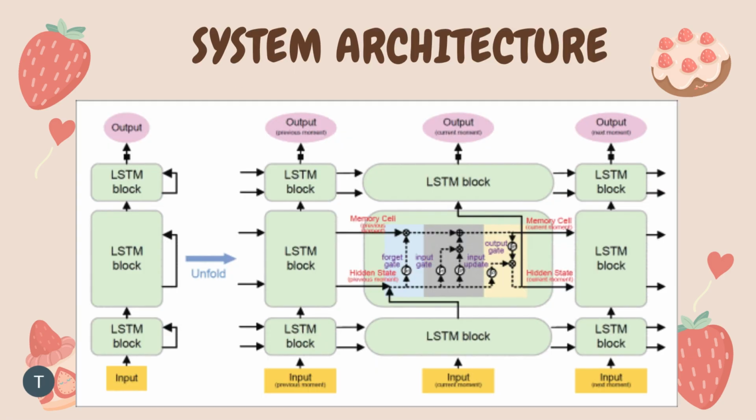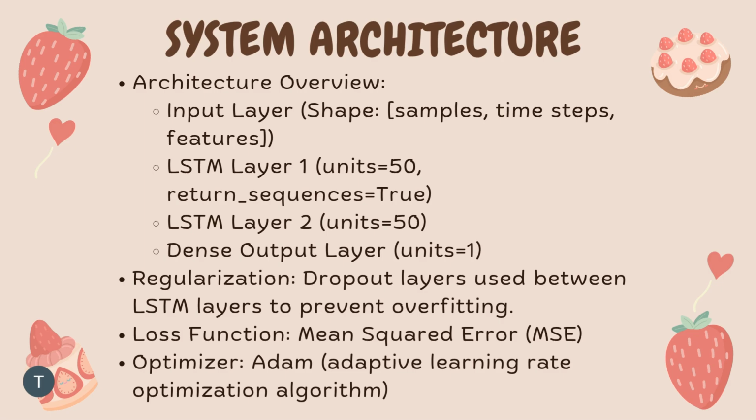And here we are seeing about the system architecture, where you can see it is divided into a three-tier architecture. In the next section we are going to know more about the system architecture. Here we can see the architecture overview, where there is the input layer, LSTM layer, and the dense output layer. And the regularization, where dropout layers are used between LSTM layers to prevent overfitting. And the loss function is mean squared error, MSE. And the optimizer which they used in this is an adaptive learning rate optimization algorithm.